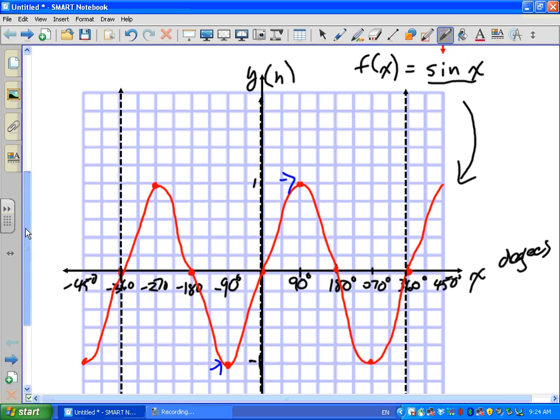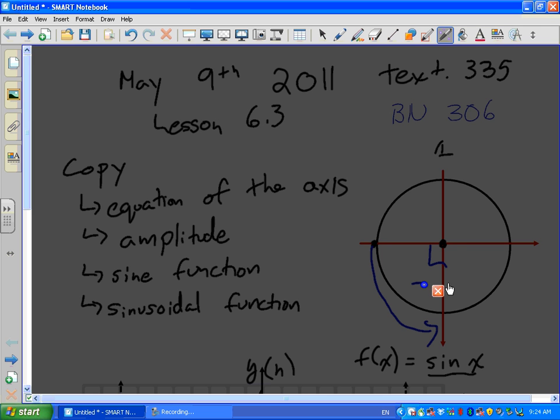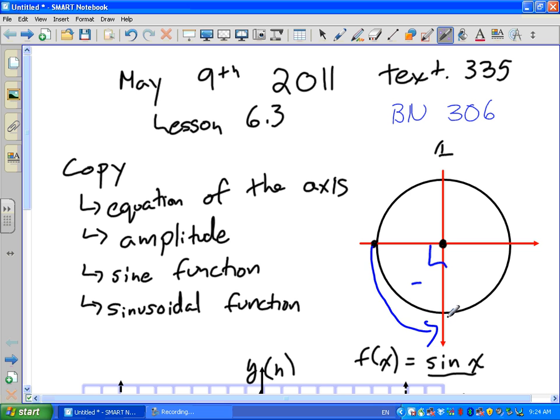So let's go back to our circle again that we've drawn. If I'm going in, we're going to call this the positive direction. At 90 degrees, I'm at 1. But if I were to reverse that and go the other direction, I'm at -90 degrees, which means I'm at what? -1.